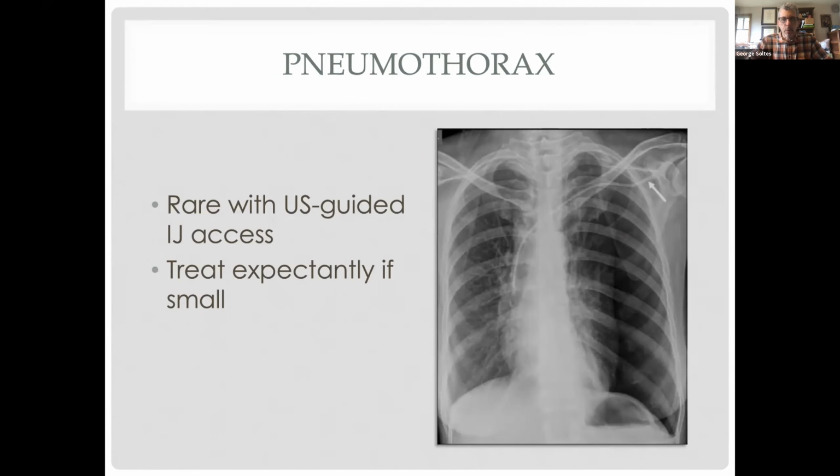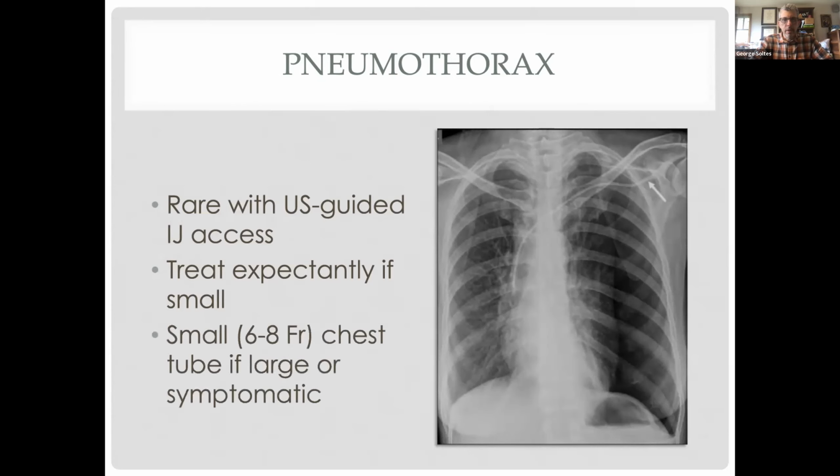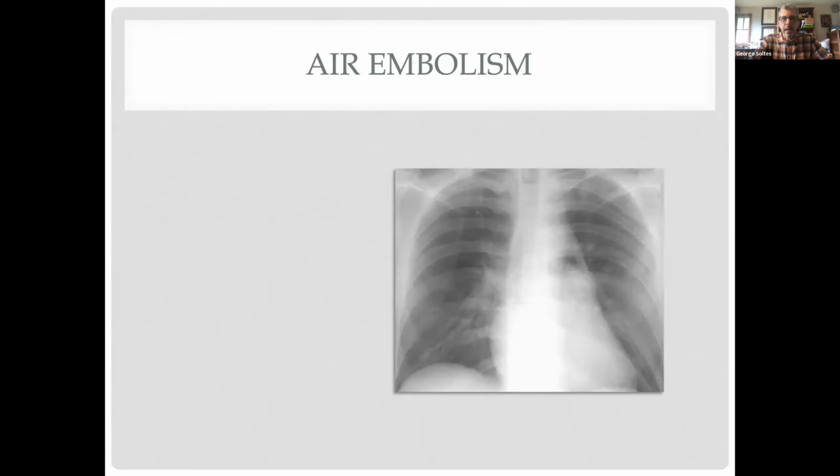So hopefully, if we're treating pneumos, they're ones that are not our fault. If it's small, you can usually watch it and wait for it to go away. If it's not small, you can put in a pretty small chest tube. Different from the chest tubes we put in for pleural effusions. We put these in the front at the second intercostal space anteriorly, and they can be pretty small because air is very small.